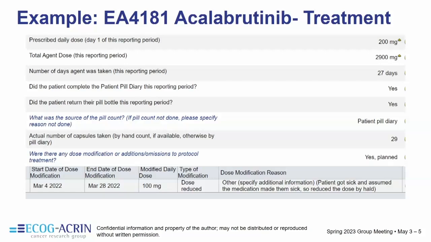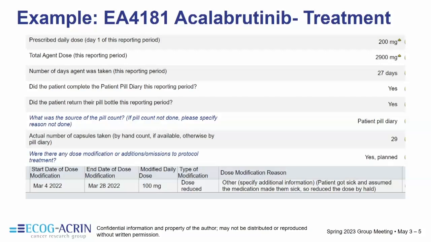This is where you'll be indicating what's been returned, the pill diary, the pill bottle, and the source of the pill count. This is actually wrong. It says patient pill diary, but the patient returned their pill bottle, so we'd want that source of the count to be the pill bottle. And then, just making sure you're doing all of your dose modifications, and you may have multiple, so typically RAVE allows you to create additional log lines.